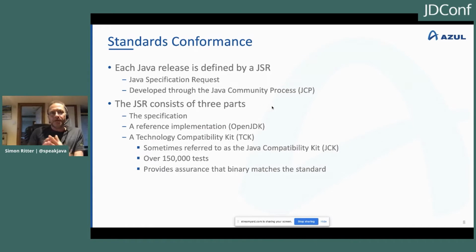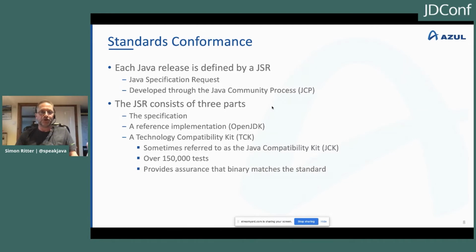Now, one of the other things that's important to understand about the JDK is standards conformance. How do you know that what you're getting in terms of a binary distribution matches what the specification says it should be? Each Java release that we have is defined by a JSR, Java Specification Request. This is developed through the Java Community Process, and a JSR consists of 3 parts.